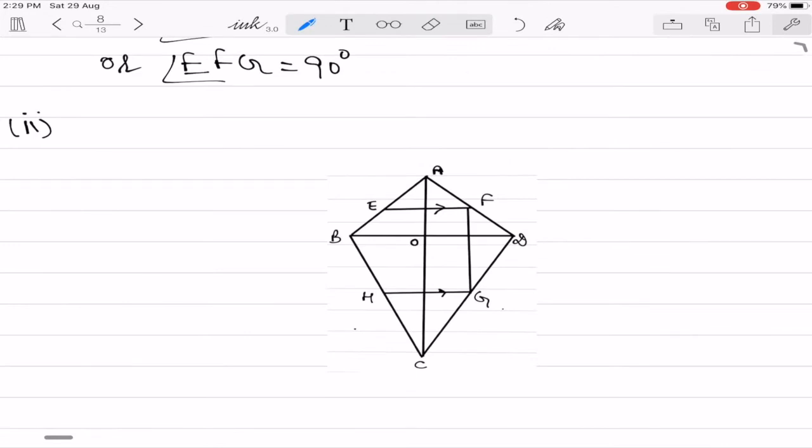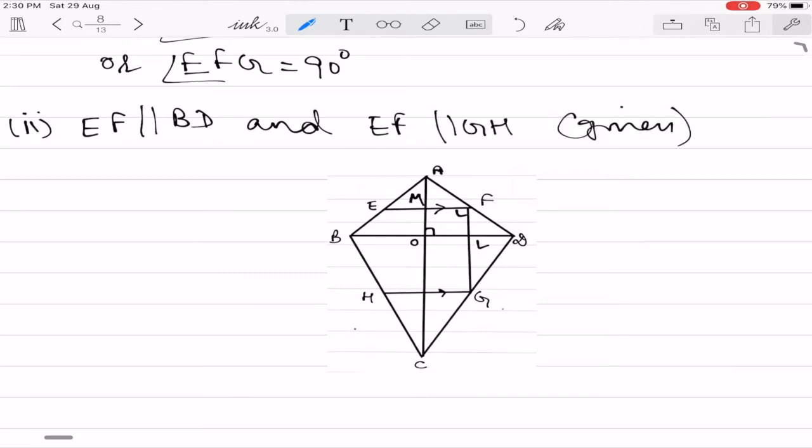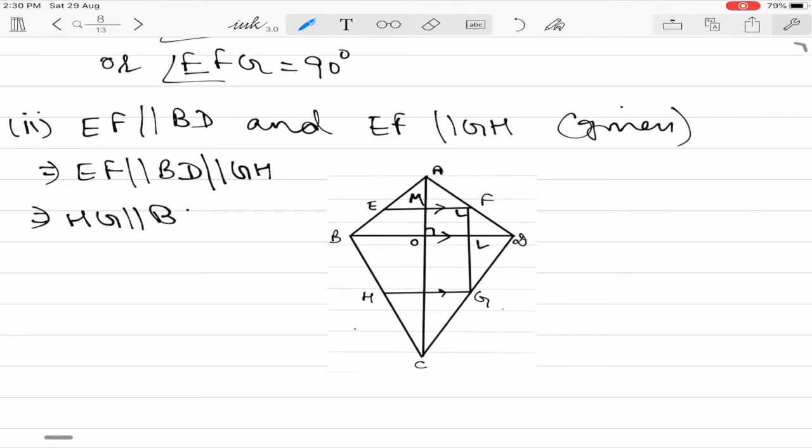For the second part, we have to prove that if GH is parallel to EF. Now, in the first part, we have proved EF is parallel to BD and EF is also parallel to GH. It's given. So that means all these three lines are parallel to each other. So EF is parallel to BD, parallel to GH. This implies HG is also parallel to BD.